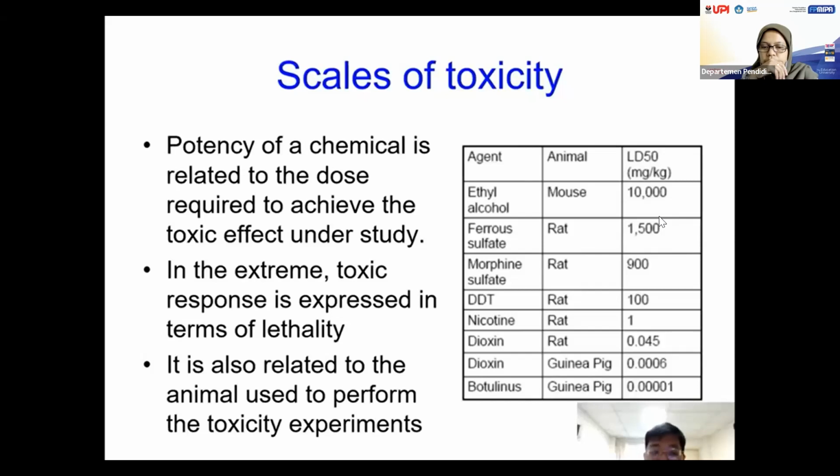Okay, and in the extreme case, of course, for the toxic response, sometimes we use lethality as our response, right? And it is also related to the animals used to perform the toxicity experiment. So you look at this table over here, you can see that for dioxin, rat and guinea pig give a very different LD50. One is 0.0006, one is 0.045. So you can see there are quite different gaps. So it depends on the animal itself.